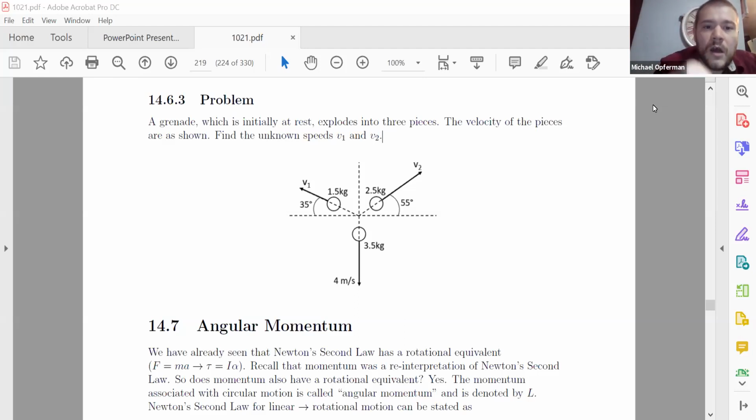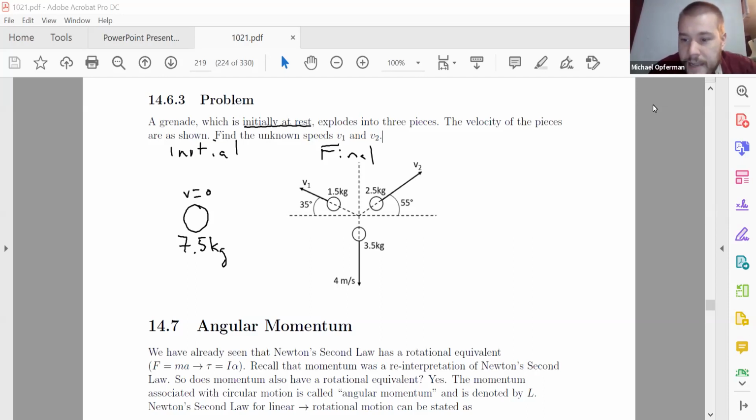So first of all, let's read the question carefully. It says that the grenade is initially at rest. So this is not the initial state. This is the final state. And the initial state is just going to be, if I want to add a sketch of it, the grenade, which has a total mass of, what is that, 7.5? 3.5 plus 2.5 is 6 plus 1.5, so that's 7.5 total mass. And it's at rest.